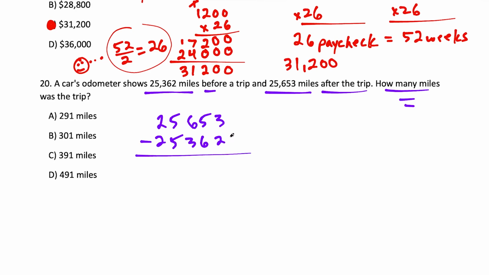25,362. So here we're going to do 3 minus 2 is 1. 5 minus 6 we can't do because 5 minus 6 goes into the negatives. So we're going to borrow from the next column here and turn this into a 5. And now we do 15 minus 6 is 9. 5 minus 3 is 2. And then notice 5 minus 5 is 0. 2 minus 2 is 0. So this is the difference that we're left with. So the trip was 291 miles, and that matches up with choice A.